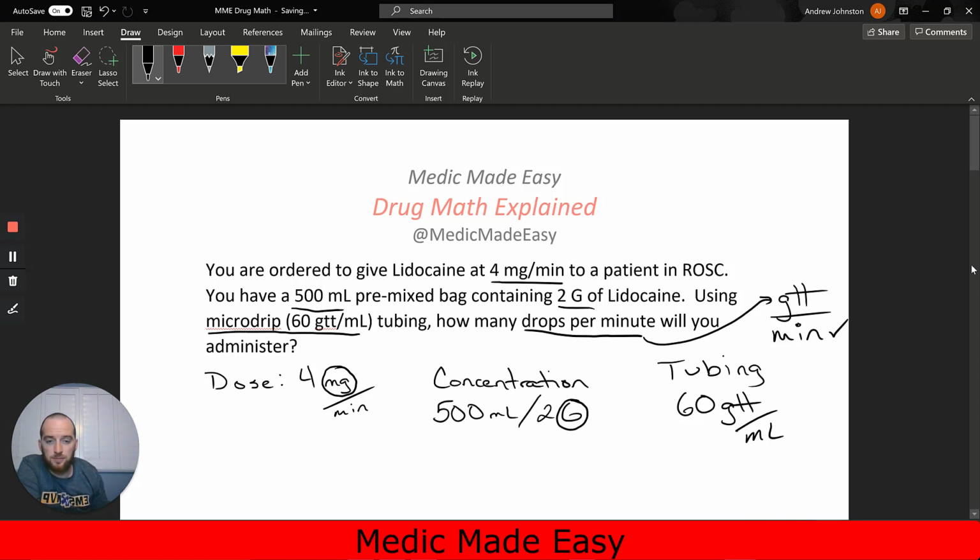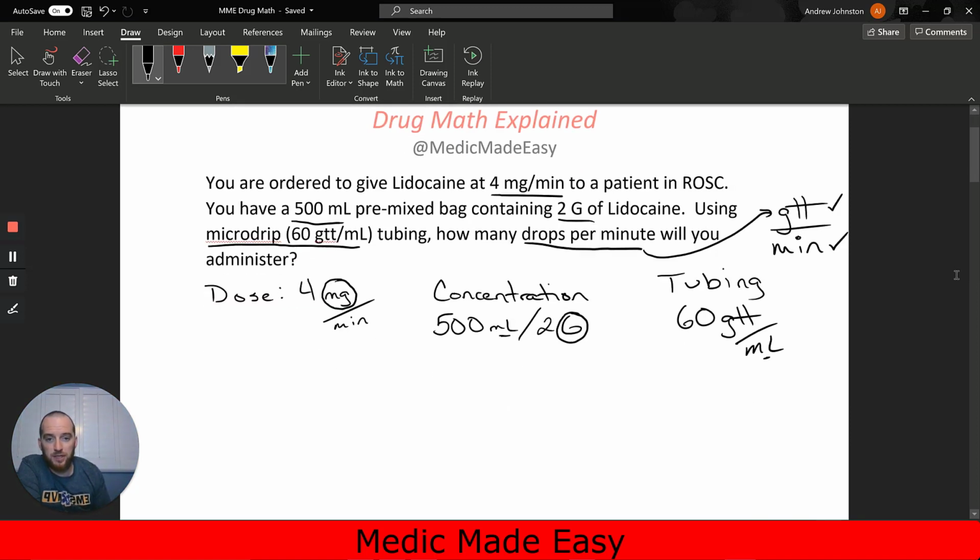Right? Another piece that we have is tubing. We've got GTT per ml. GTT I'm happy about, and ml I'm okay with, because I've got mLs here and milliliters there. And so overall, my units are pretty good, except for the 4 milligrams per minute and the fact that I have a 2-gram bag of premixed lidocaine.